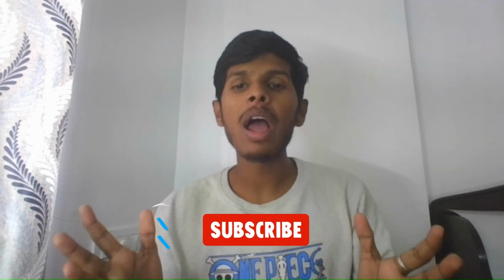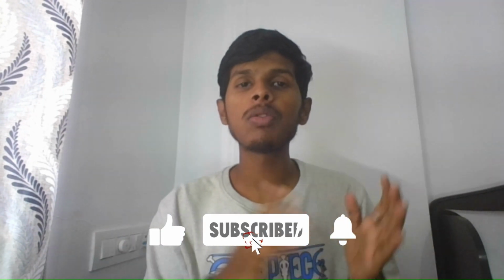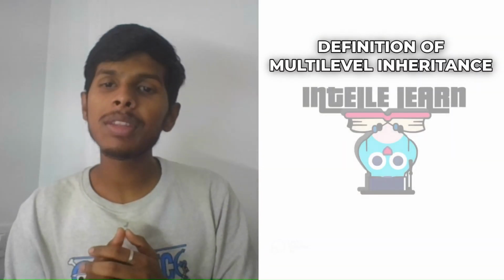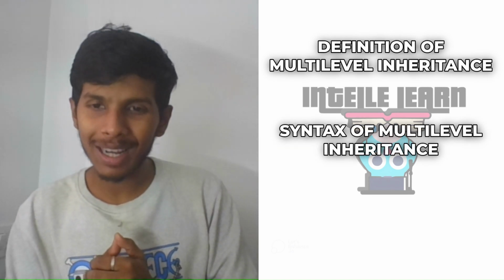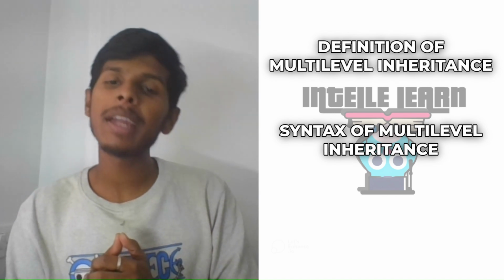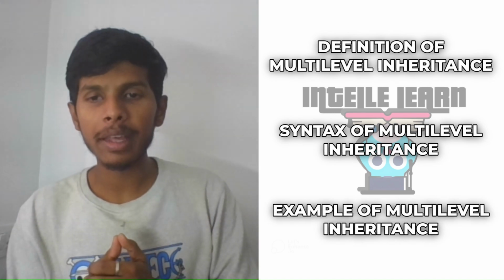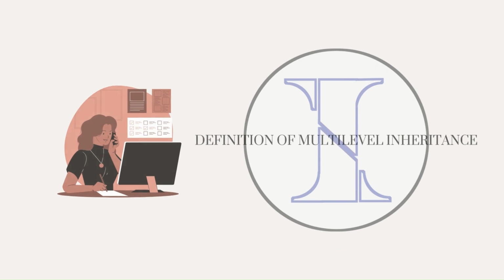Our video today is going to be about multi-level inheritance, which is a type of inheritance in C++ programming. If you haven't watched my previous video about what is inheritance, make sure to watch it. So our topic is multi-level inheritance. In this video, we are going to cover the definition of inheritance, the syntax of multi-level inheritance, and an example of multi-level inheritance. So let's begin.